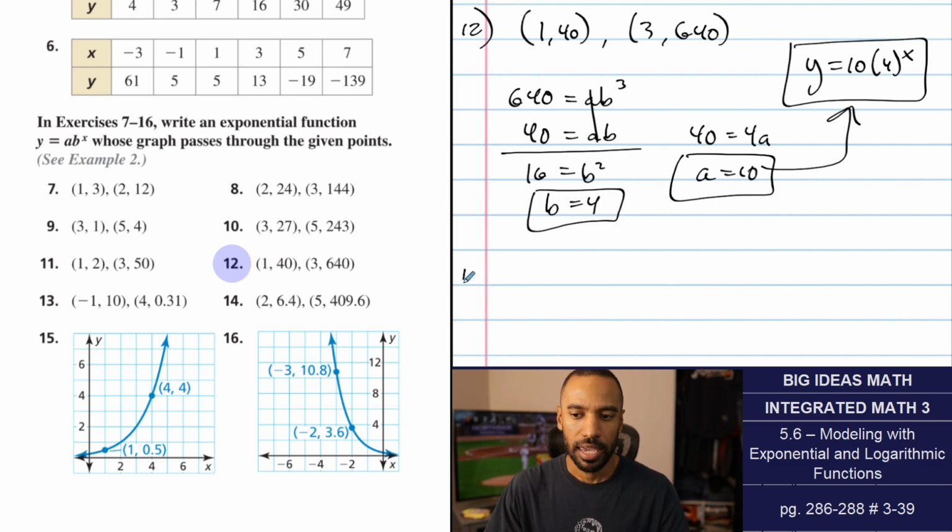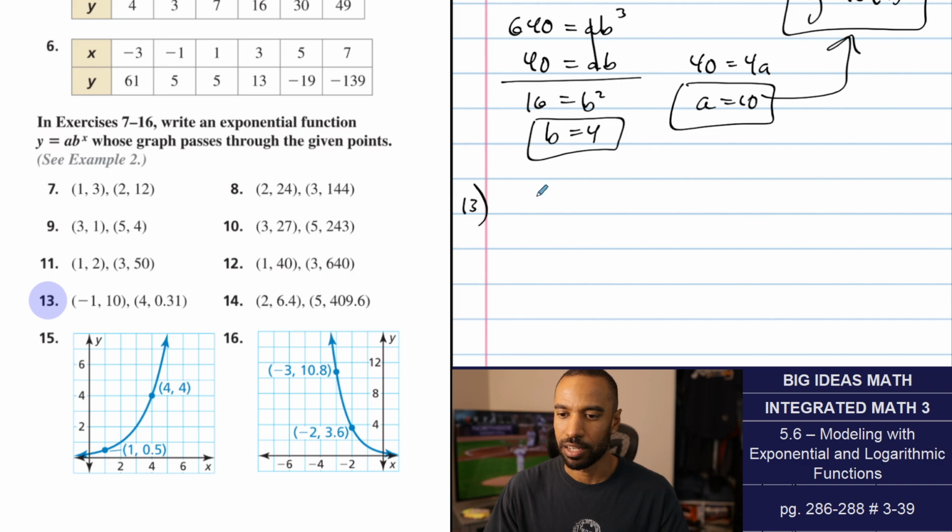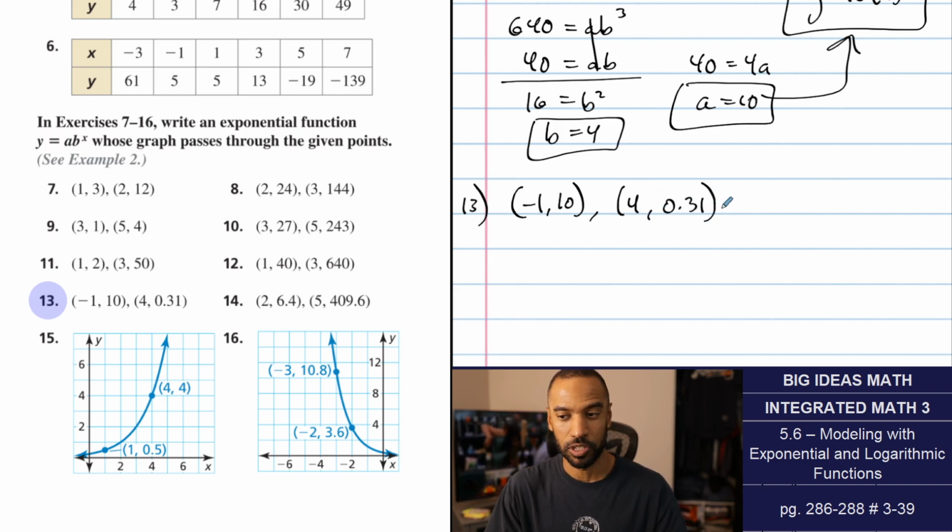That was elimination. Again, I don't know if you have a preference yet on which one you like more, substitution or elimination. I don't have a preference. I really don't. Number 13, we do have a negative in the way on x here. Will it make much of a change? We'll find out. 4, comma 0.31. That'll make a little bit of a change.